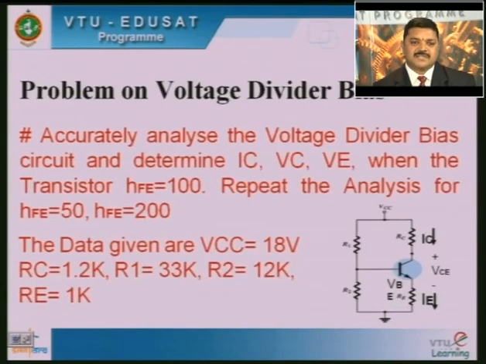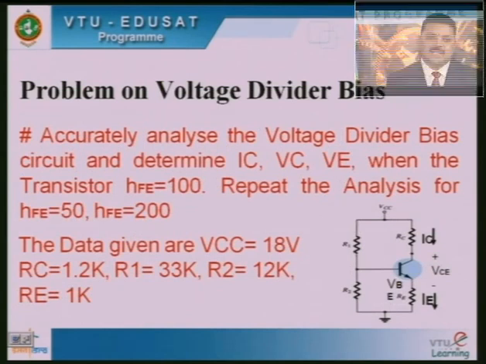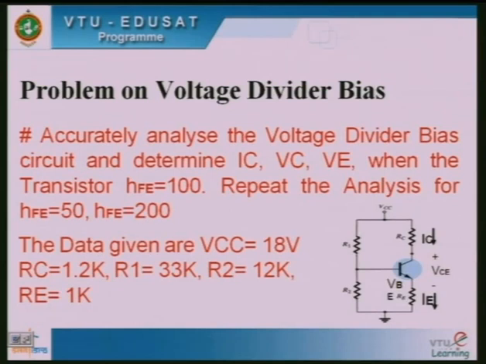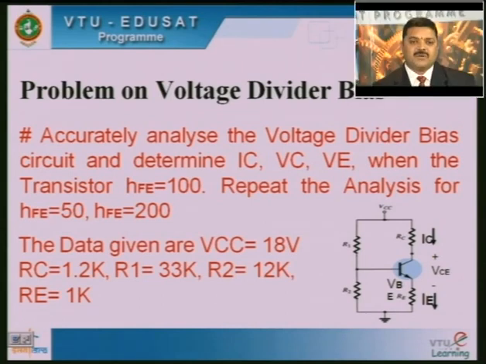Now, let us discuss some more problems on the voltage divider bias technique. In this problem, we are given 3 different values of HFE: HFE equal to 100, HFE equal to 50, and HFE equal to 200. Just like in the base bias technique we studied earlier, for different values of HFE we found out the operating point and fixed the operating point for all these 3 HFE values.